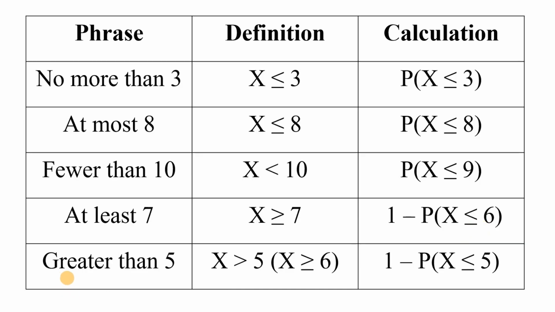And then finally, if an exam question says greater than 5, this means that x is bigger than 5 but not equal to it. Now as x can only be whole numbers, x being bigger than 5 is the same as saying x is bigger than or equal to 6. And to figure out this probability, we would need to do 1 minus the probability that x is less than or equal to 5. Make a note of this because in exam questions, they may use these phrases and you need to know what they actually mean in terms of the inequalities.